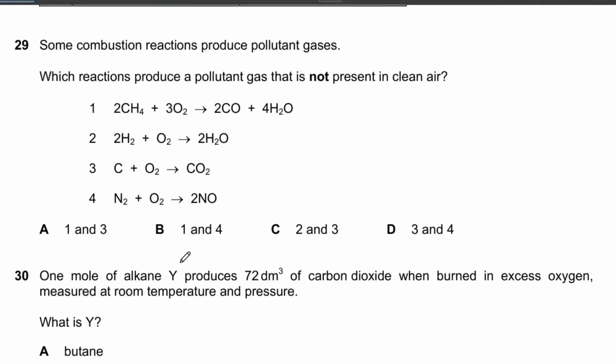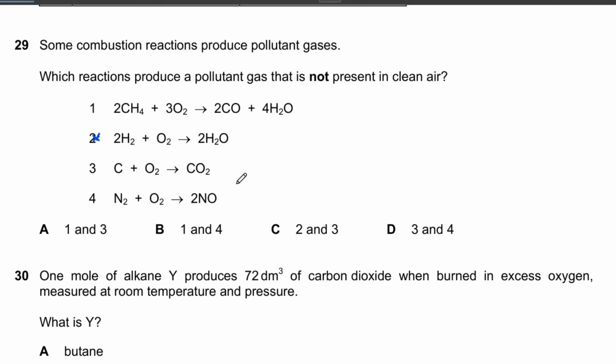Question 29. Some combustion reactions produce pollutant gases. Which reactions produce a pollutant gas that is not present in clean air? So we have 1, the gas produced is carbon monoxide. Carbon monoxide is not found in clean air. Then 2, water. Water vapor can be found in clean air. So 2 is out.